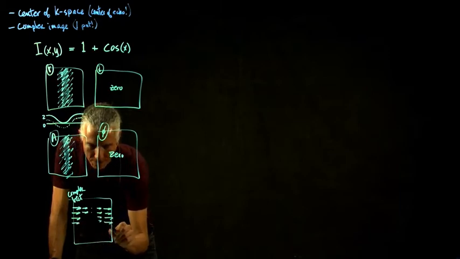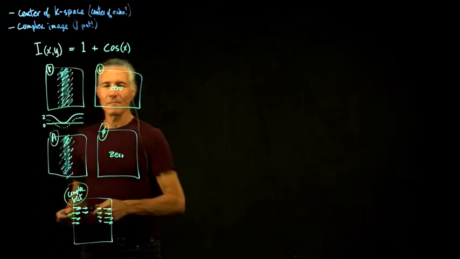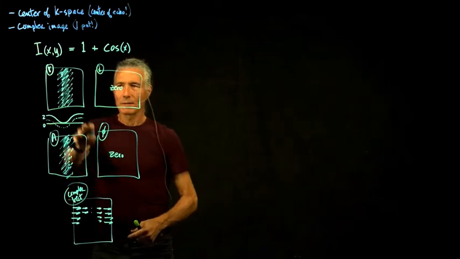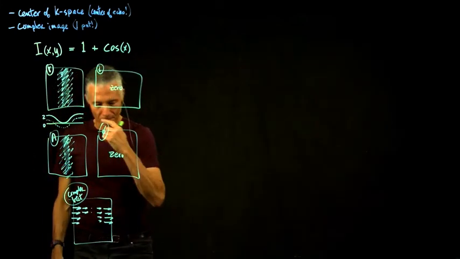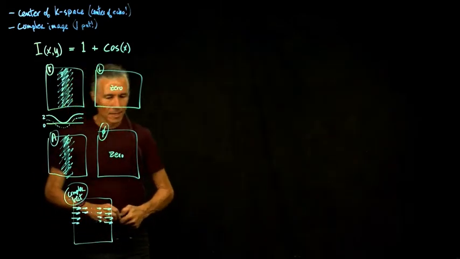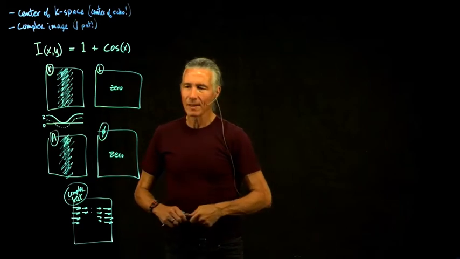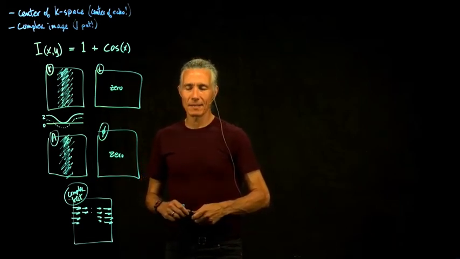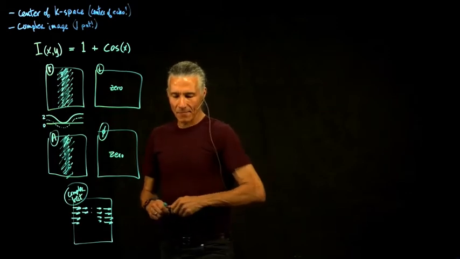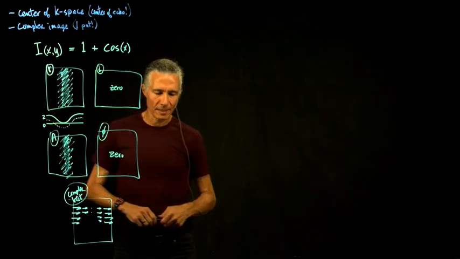So all that's doing is just plotting these two numbers out, either the real and imaginary part, the amplitude and phase part, or plotted as a vector. Okay, so now we want to take the Fourier transform of that and consider the center of k-space.